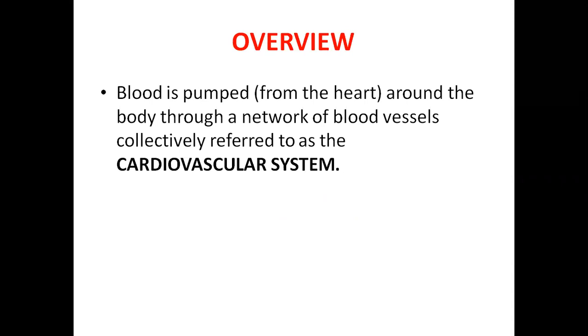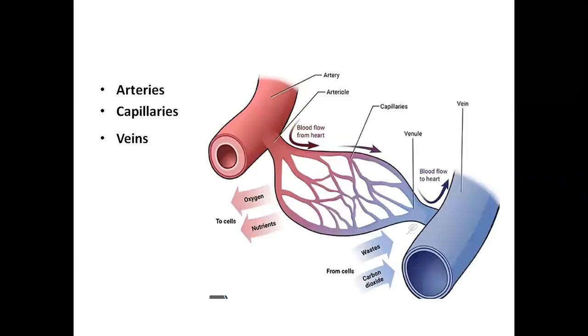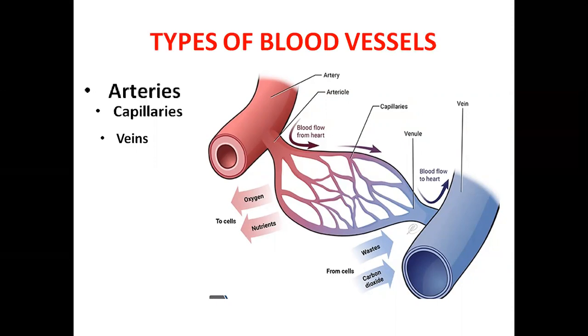So blood is pumped from the heart around the body through a network of blood vessels, collectively referred to as the cardiovascular system. So what is this made up of? The cardiovascular system is made up of what we call arteries, capillaries, and veins. So you have arteries, capillaries, and veins.